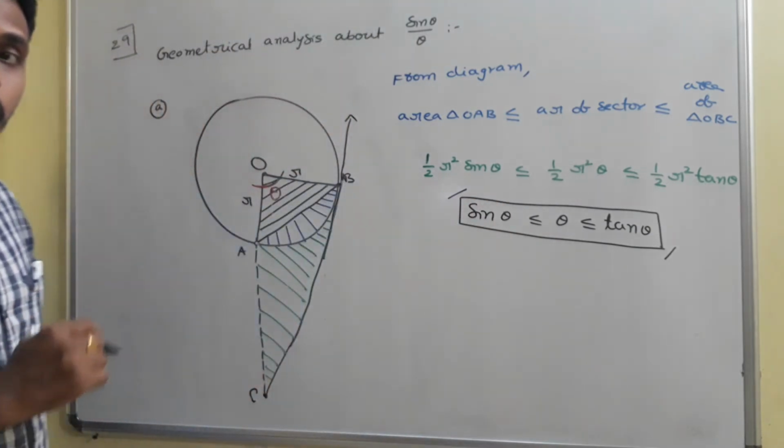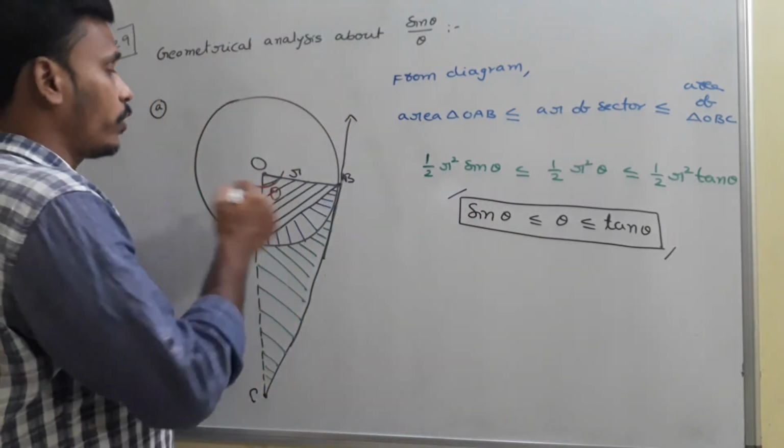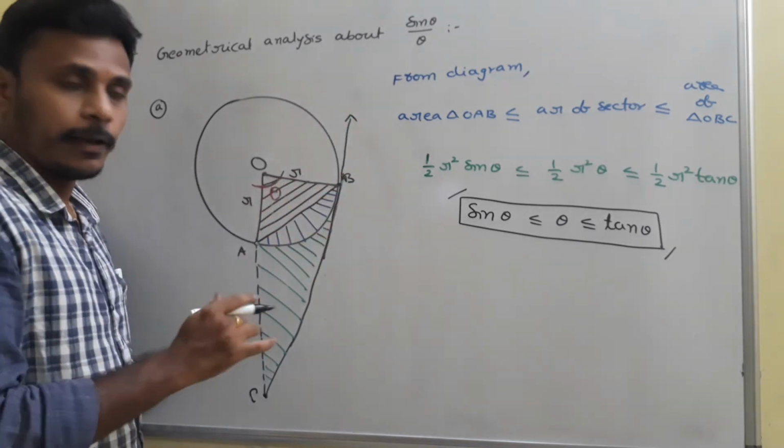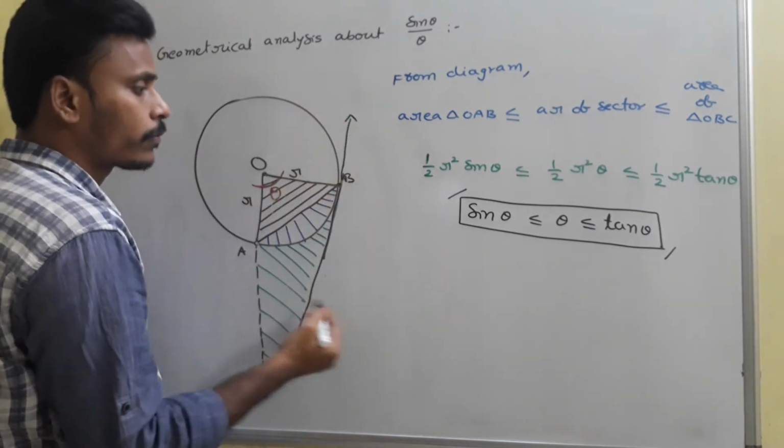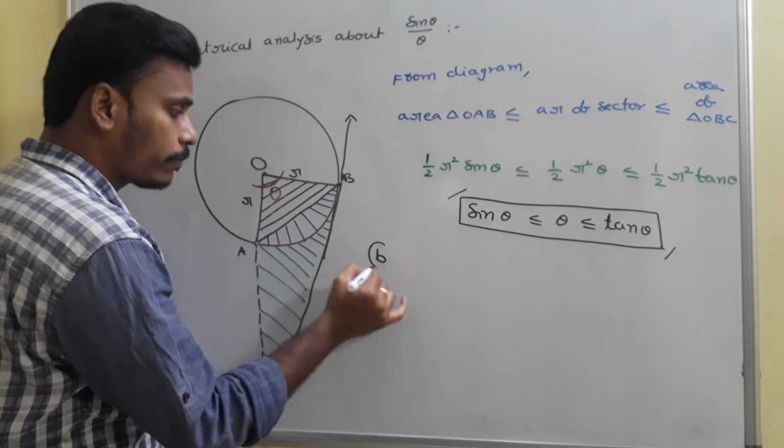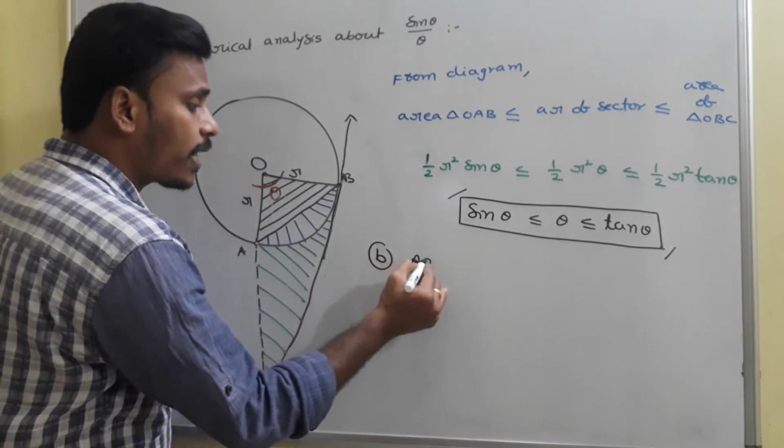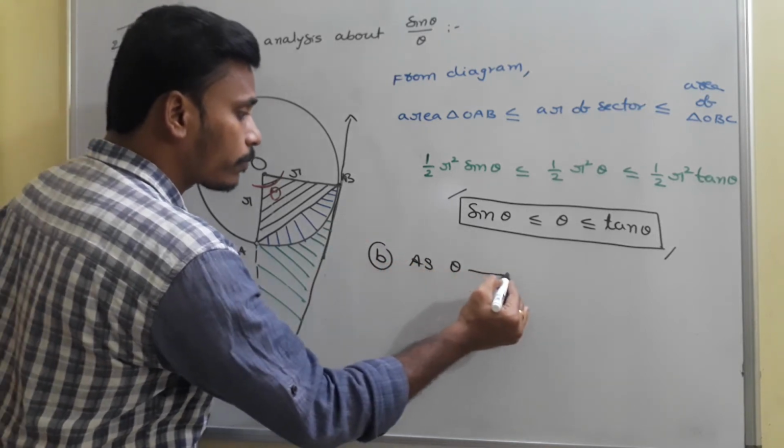Now what I am going to discuss with you is, this is all bit A. And now bit B. As theta tends to 0, what to say?